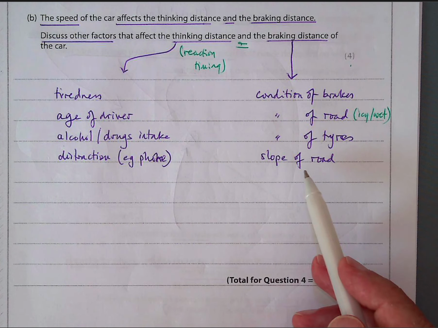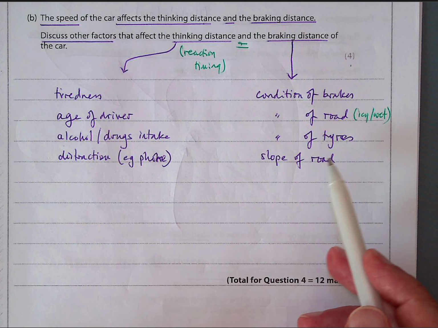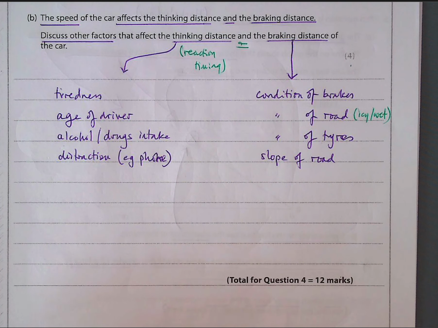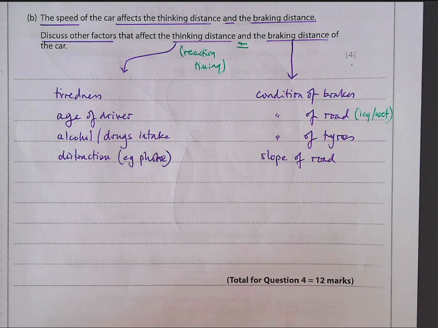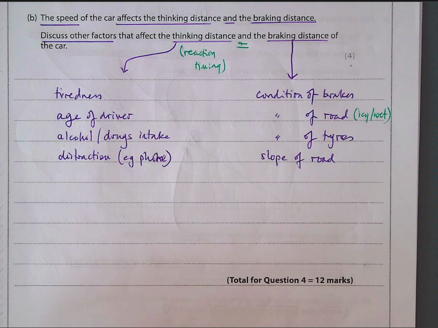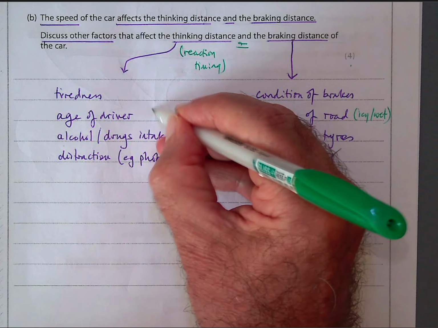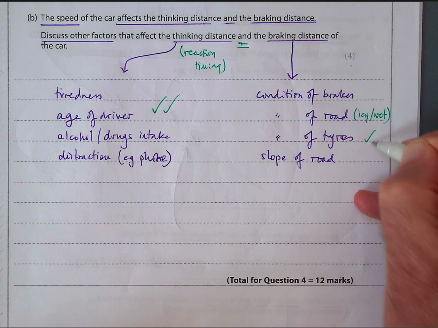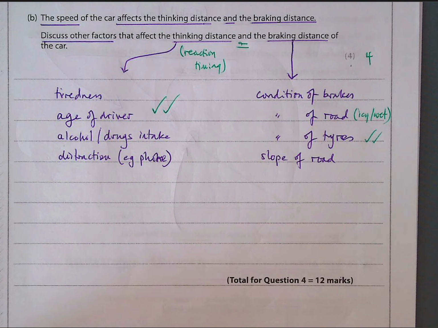If you're going down a slope, obviously the brakes would have to work harder because the car would want to speed up at the same time. So any 2 points from either list will get you the 4 marks. So you could take 2 of these and 2 of these, and you'll get your 4 marks. Okay.